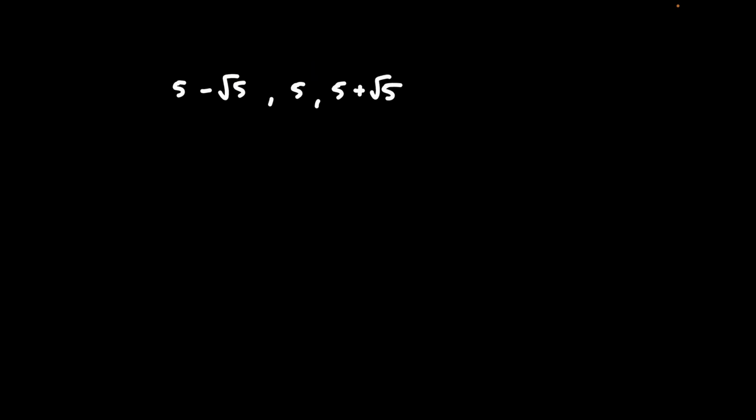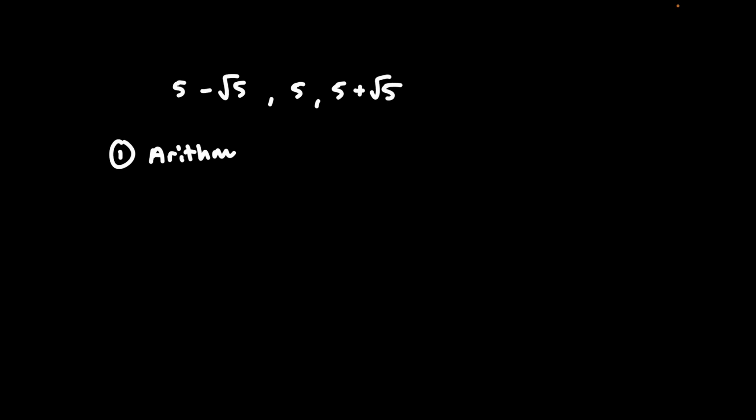The next question is this. This is the first three terms of our sequence. And don't get it confused. It's 5 minus root 5, 5, and 5 plus root 5. Those are our three terms. So we're going to do the exact same questions again. 1. Is it arithmetic or geometric? If you said geometric, you would be incorrect.